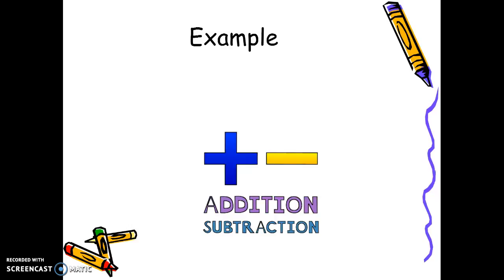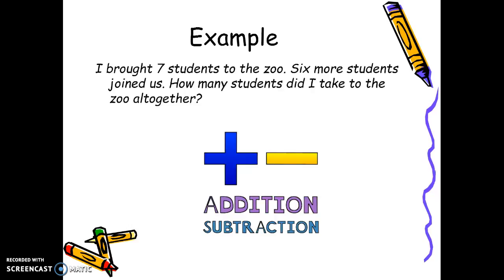So for example, a word problem would be, I brought 7 students to the zoo. 6 more students joined us. How many students did I take to the zoo altogether? So in this one, we need to look for the keyword that tells us whether we are adding or subtracting.